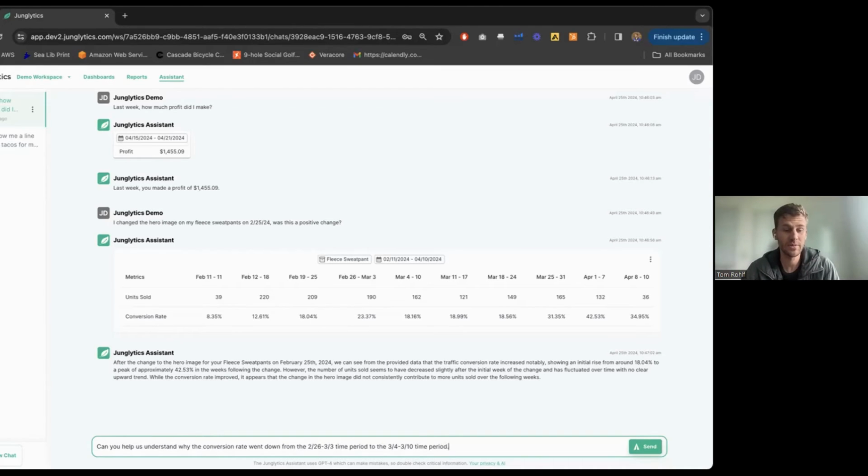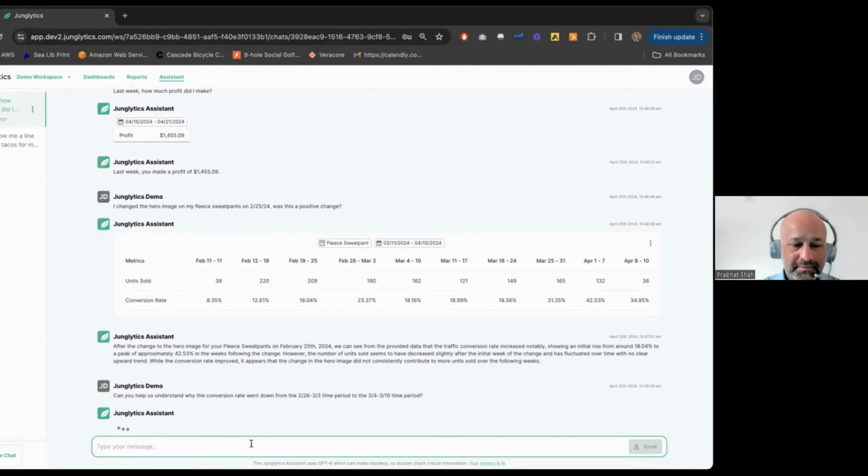I've just typed in, can you help us understand why the conversion rate went down from the 2.6 to 3.3 time period to the 3.4 to 3.10 time period? And so when we submit that to the assistant, it's going to go pull a bunch of relevant information and then give us a brief synopsis of potential reasons why that may have changed.